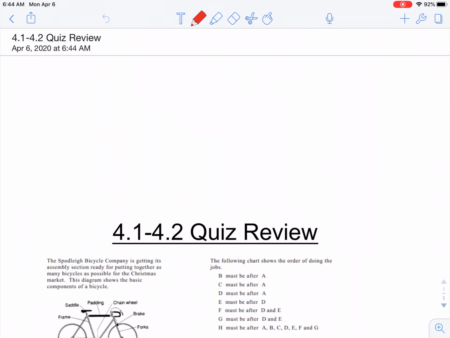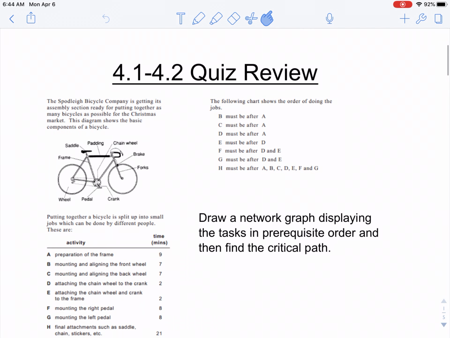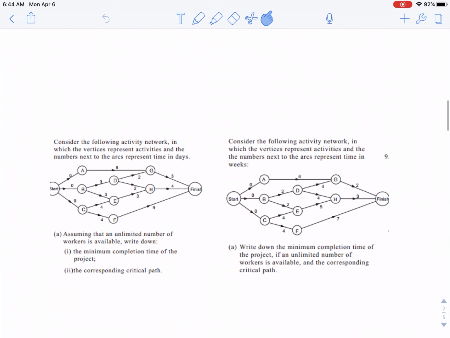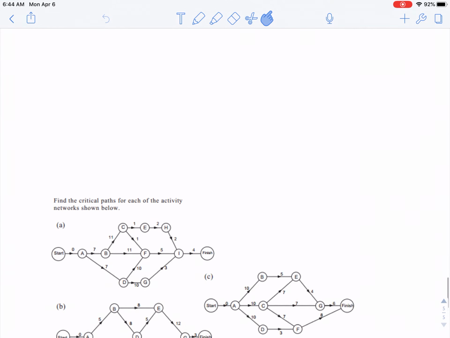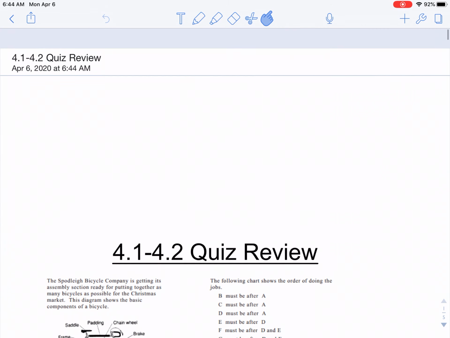All right, everyone, 4.1-4.2 quiz review. We're going to go over this first problem together, and then the rest of the file will be your homework, slides 2, 3, 4, and 5. Okay, so we're going to do slide 1 together.